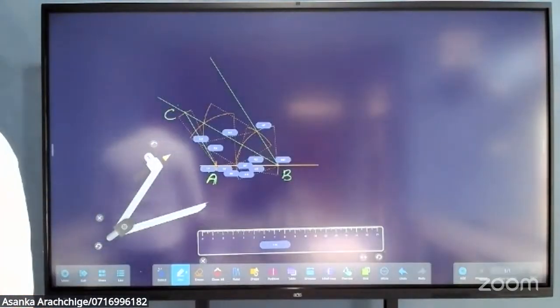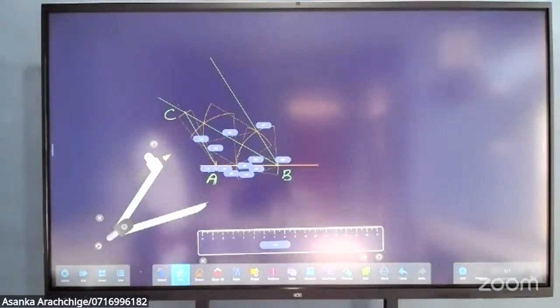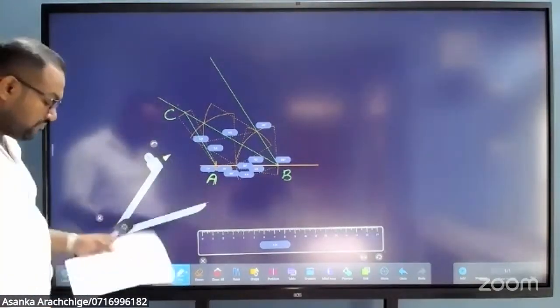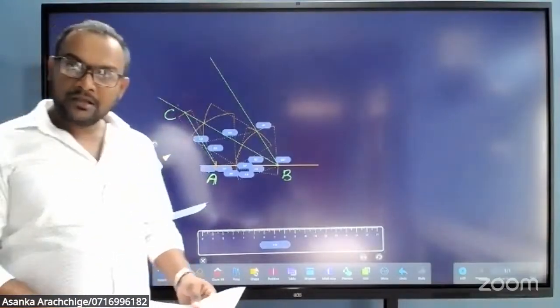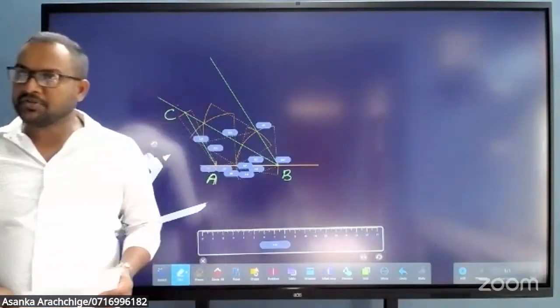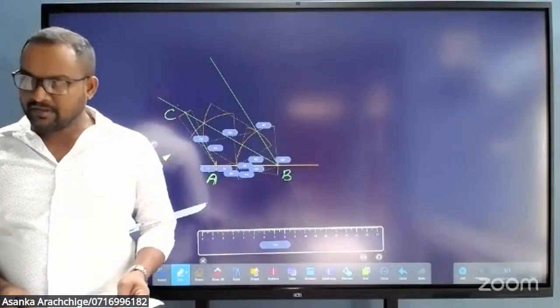Is that clear with it? Right. Isosceles triangle ABC. Then you can ask any question if you have, right?